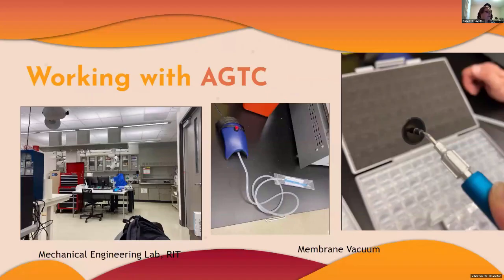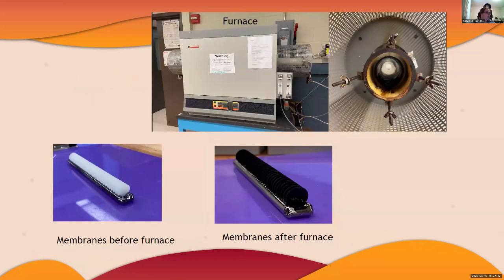So here's some of the photos I took throughout the year of working with AGTC. This is at one of the labs, and that's actually on RIT campus. And I had the opportunity to test out a membrane vacuum. It's this very tiny vacuum that, because the membranes are so fragile, allows them to move them very carefully. They will then be put into a furnace, which I took a photograph of here, which is also on RIT campus. And that furnace allows for the exposure of carbon, as you can see on the bottom. Their membranes are white going into the furnace and black coming out of the furnace.